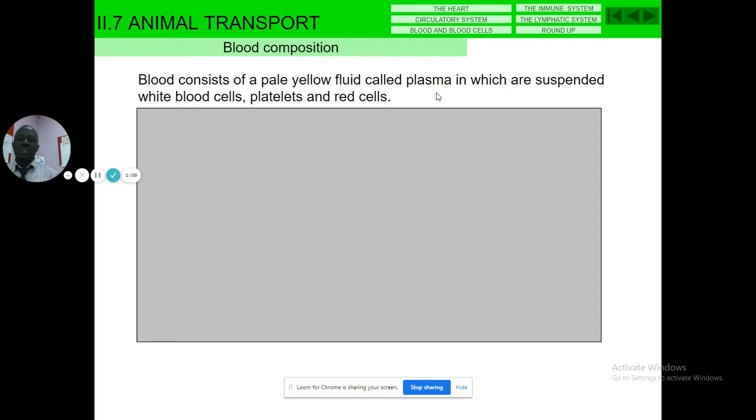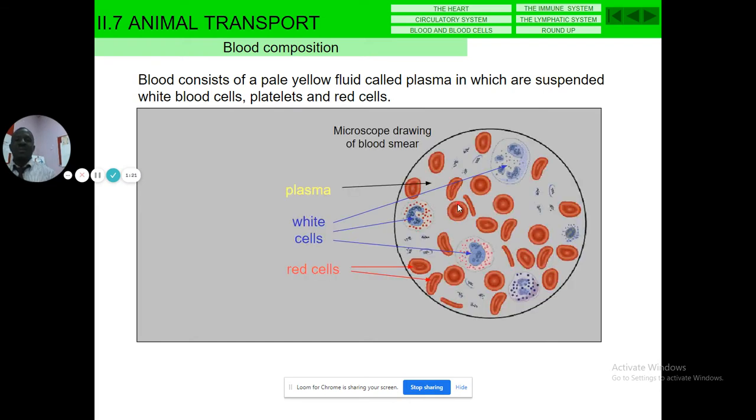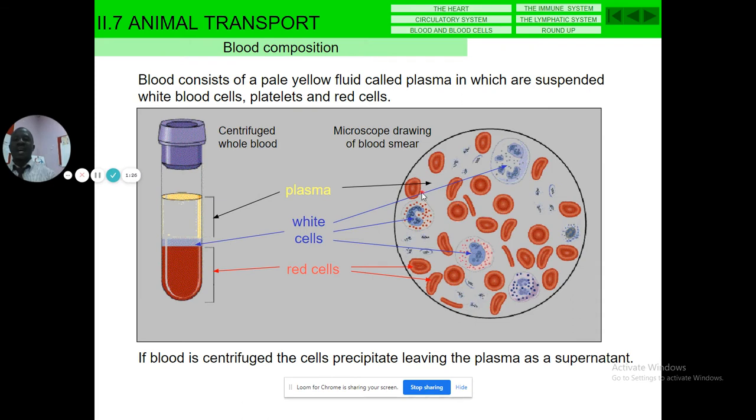It's a pale yellow fluid called plasma, in which are suspended white blood cells, platelets, and red blood cells. So we are going to see this in detail. We'll see that if you get your blood and centrifuge it in a machine called a centrifuge, we shall get the different components of blood. We shall have the bigger component, which we see down here, and this is where we have the blood cells.